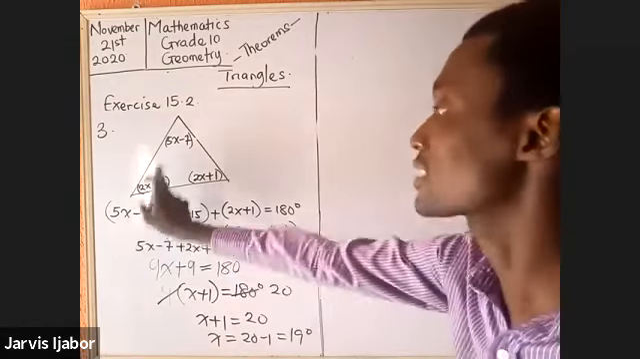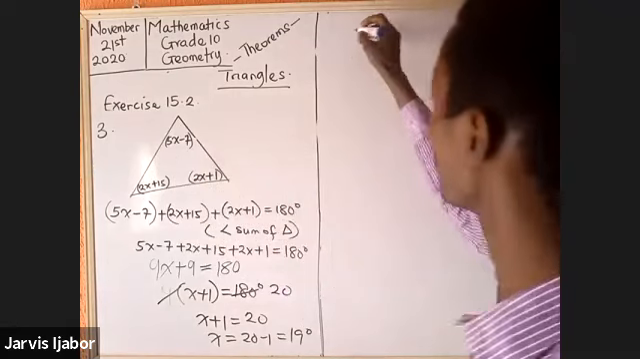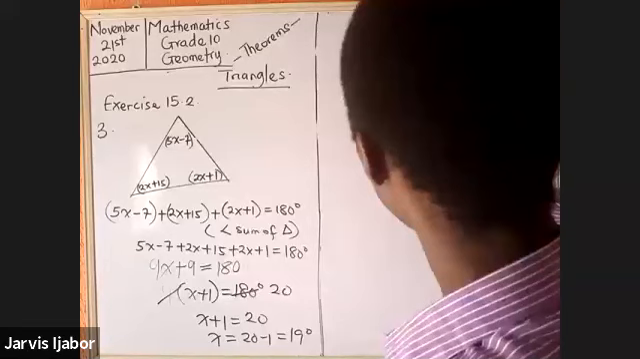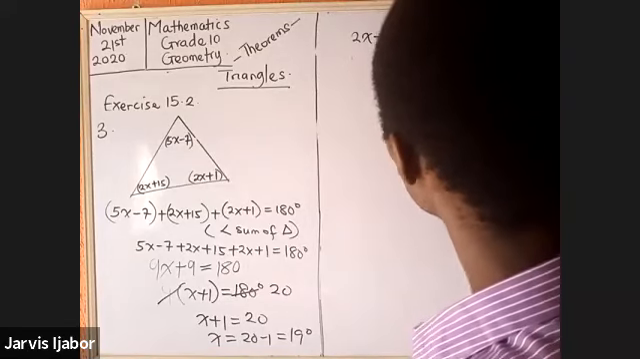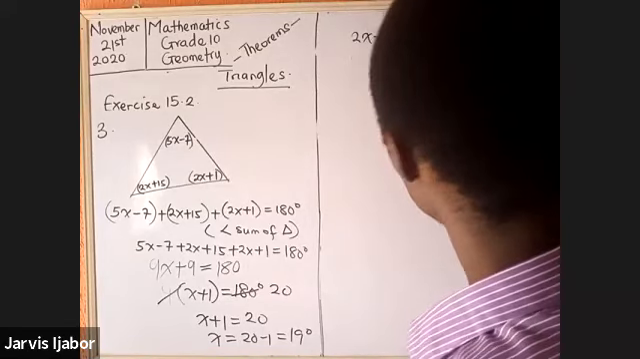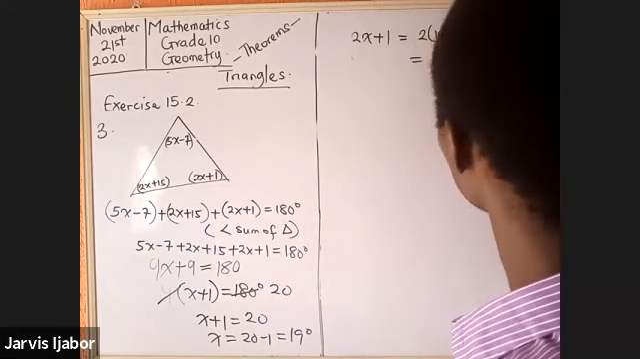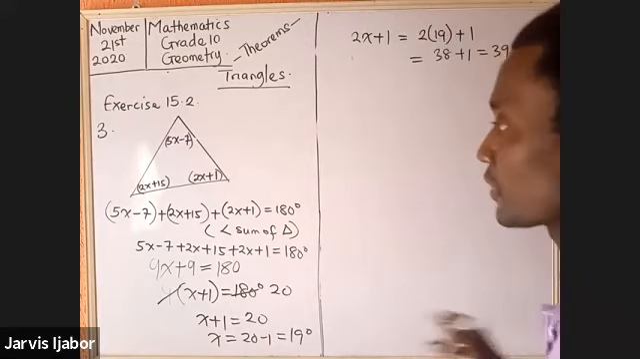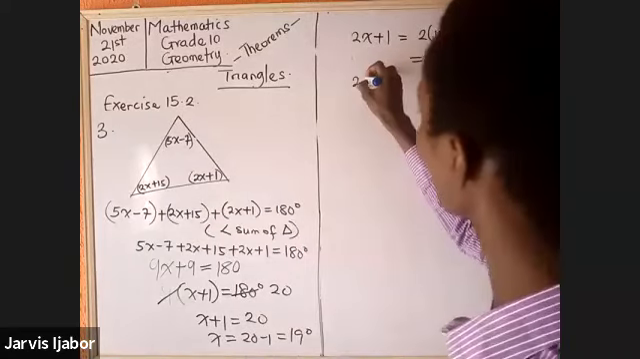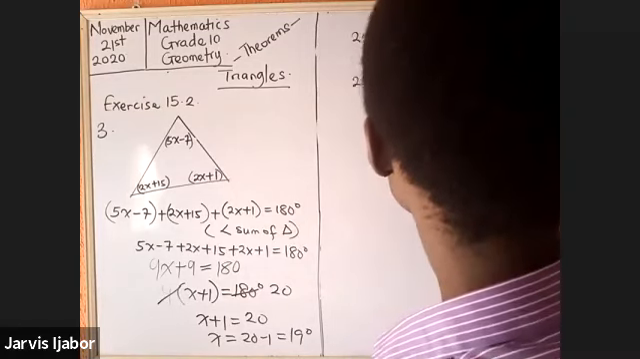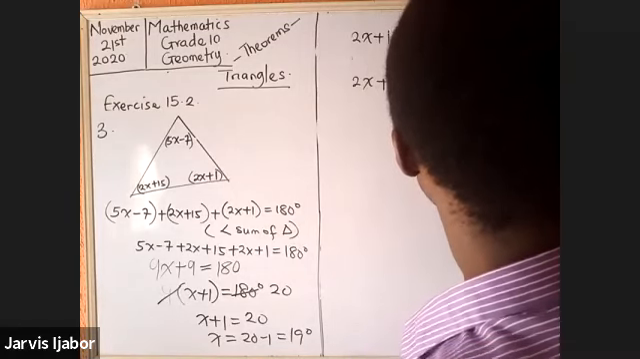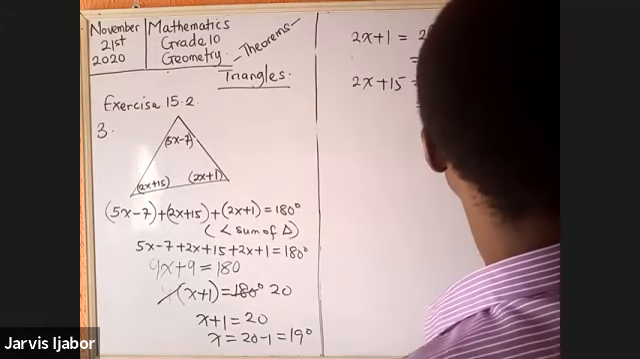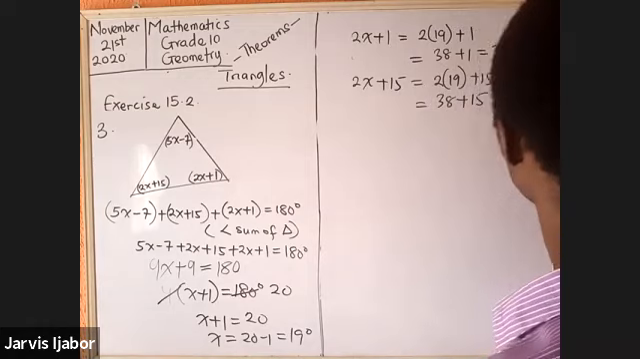Now, you can't tell the largest by looking at them. So what you do, you start with 2x plus 1. I'll start with that. And that'll be what? 2 into 19 plus 1. And what does that give you? 38 plus 1, which is 39 degrees. Pick the next one. 2x plus 15 equal to 2 into 19 plus 15. And that will give you 38 plus 15. And that is what? 53.